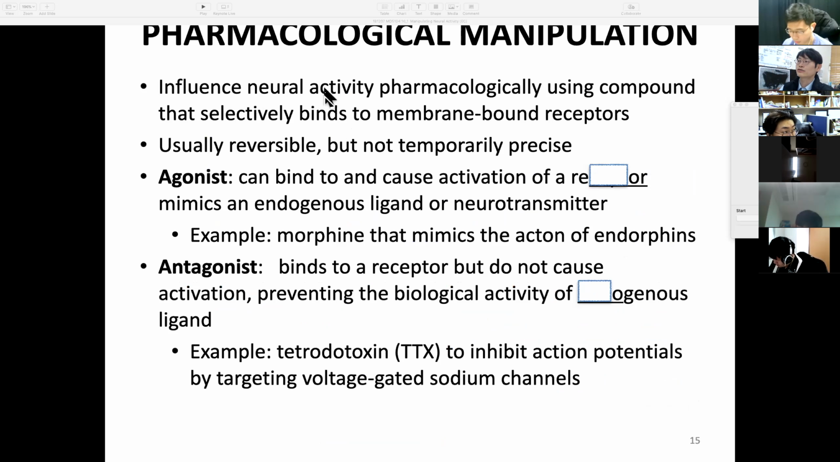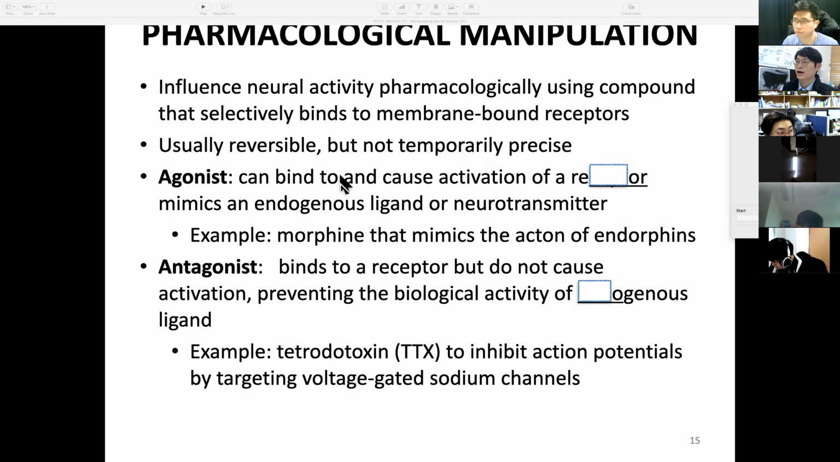So influencing neural activity pharmacologically uses a chemical compound which selectively binds to membrane-bound receptors. These effects are usually reversible, okay? But temporally, it's not very precise. You can have millisecond, second resolution, but more or less it's minutes or tens of minutes or hours.